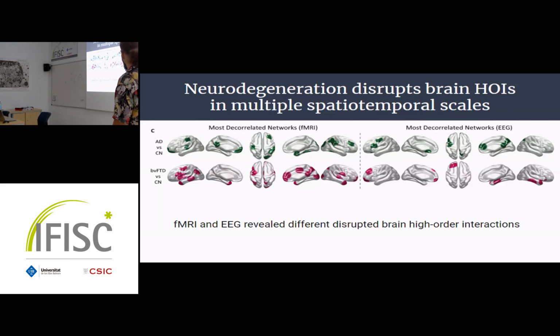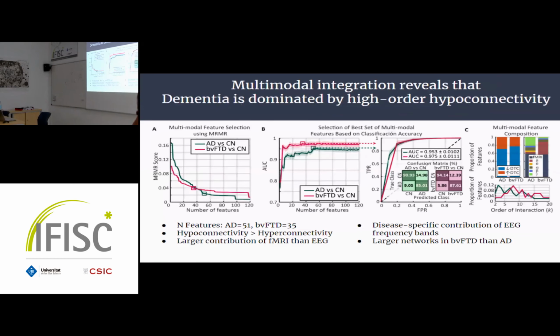And this is by fMRI, and by EEG, you can also see some other regions. In this case, fewer regions are involved in the case of EEG, and that tells you that maybe fMRI and EEG reveal different disrupted brain high-order interactions. And that took us to the idea of integrating both EEG and fMRI in a multimodal classifier.